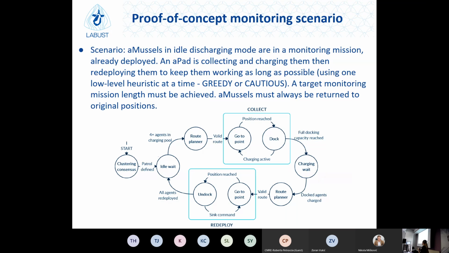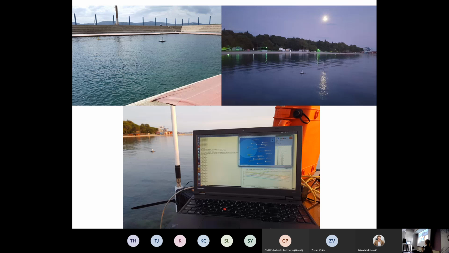More in detail, I would like to talk about the actual proof of concept of a monitoring scenario in which we have these generated simulated aMussels that an APAD was collecting and charging in the interest of prolonging their actual operation time. This is the experimental setup.